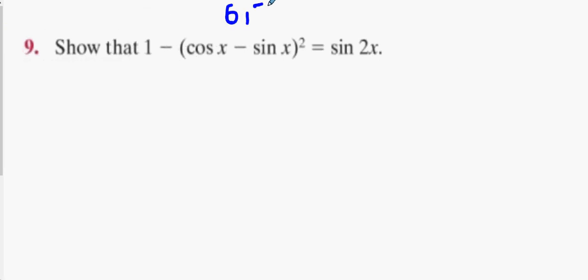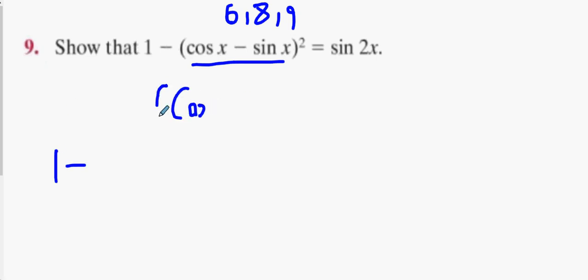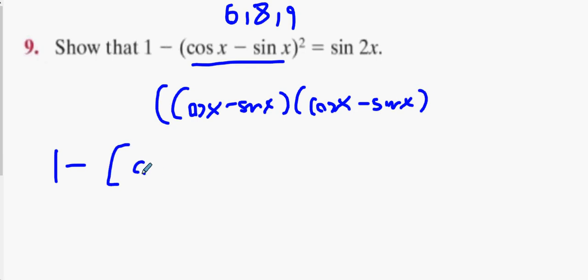Now once again, I'm taking the more complicated side, which is this one. I'm going to square that out. Now what happens when you do cos x minus sine x multiplied by cos x minus sine x? What do we get? Cos squared x minus 2 sine x cos x, yeah. Plus sine squared x, is it?